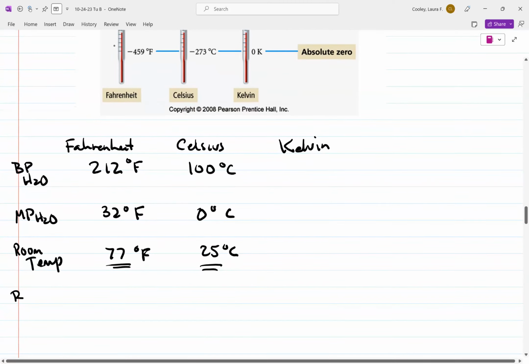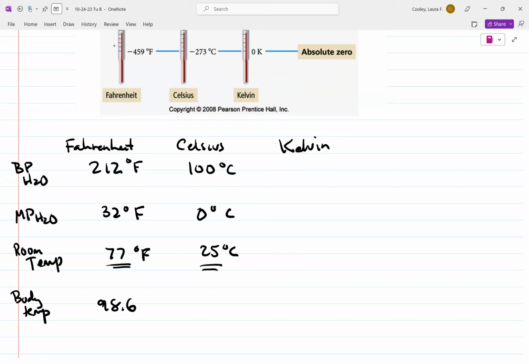What about body temperature? What is the body temperature in Fahrenheit? What is it in Celsius? 37, right? If you're 32, you're pretty bad.